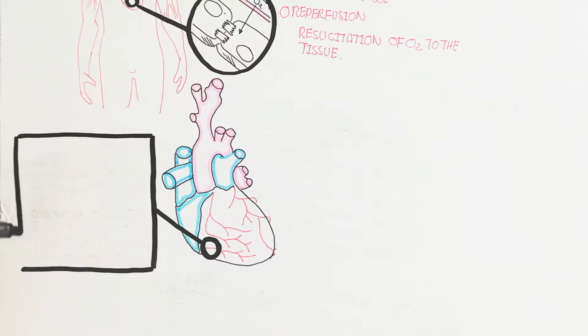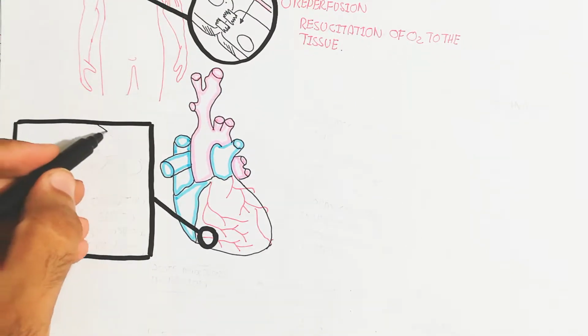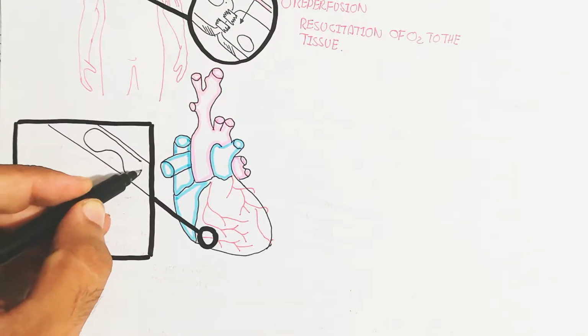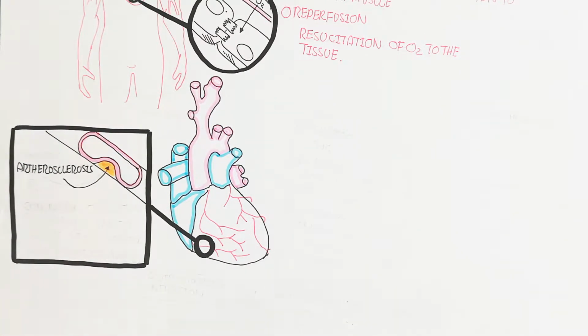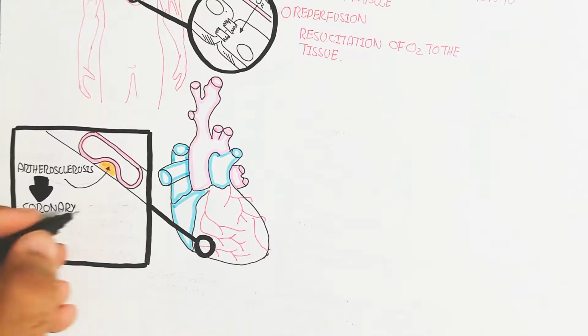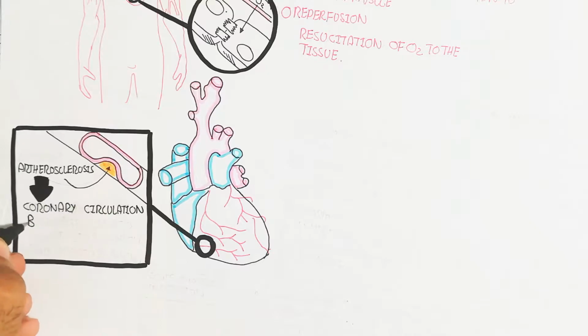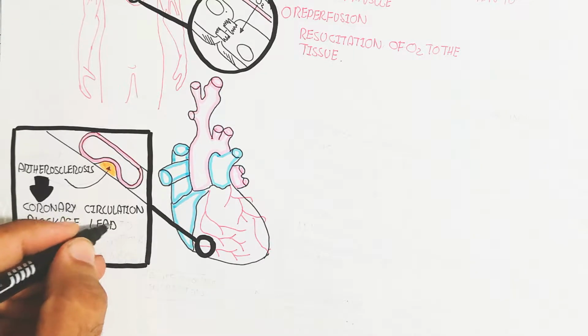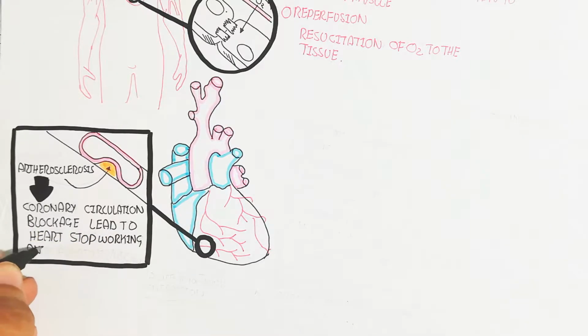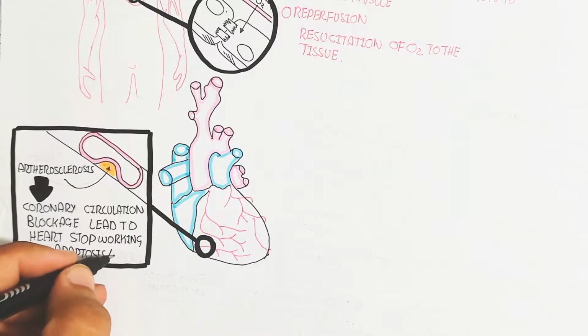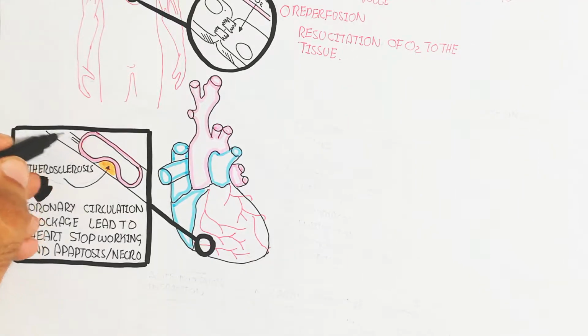Here is the heart, which contains the coronary arteries: the descending, transverse, and circumflex arteries. Arteriosclerosis can occur and inhibit oxygen perfusion into the myocyte. This coronary circulation blockage leads to the heart stopping working, and apoptosis and necrosis of the myocytes can occur.